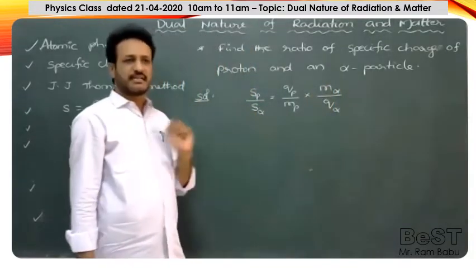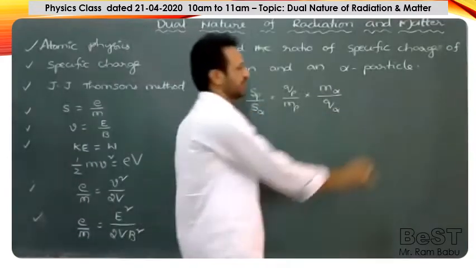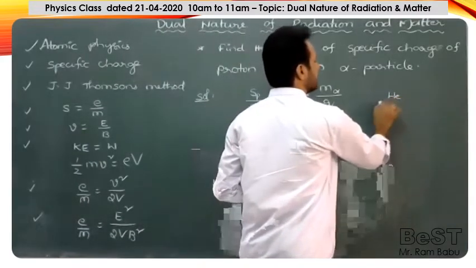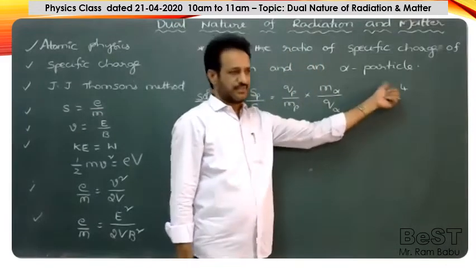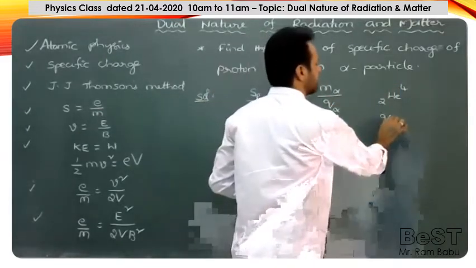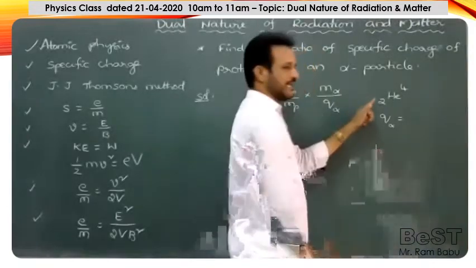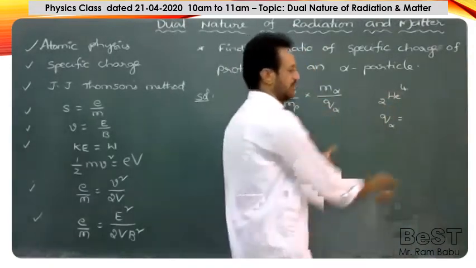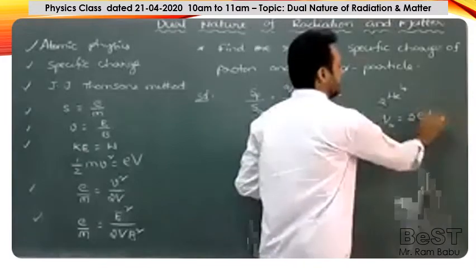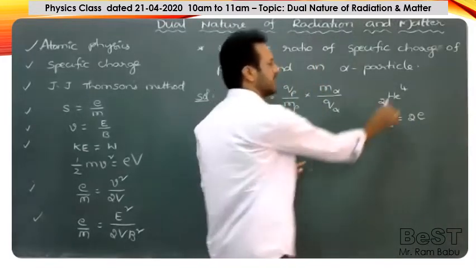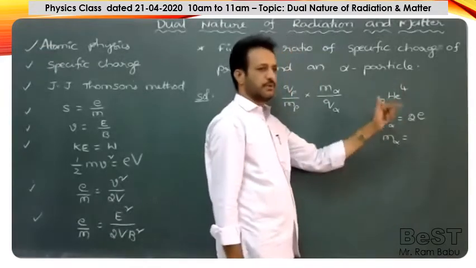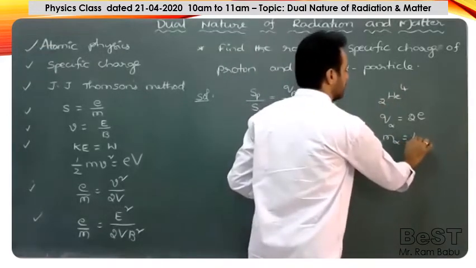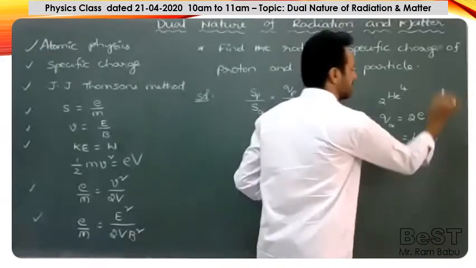Generally, an alpha particle means a helium nucleus, so we can use the symbol He with atomic number 2 and mass number 4. Here the charge of the alpha particle is 2 times the charge of the proton, so it is 2e. And the mass of the alpha particle we can write as 4 times the mass of the proton, so I am writing 4 times the mass of the proton.